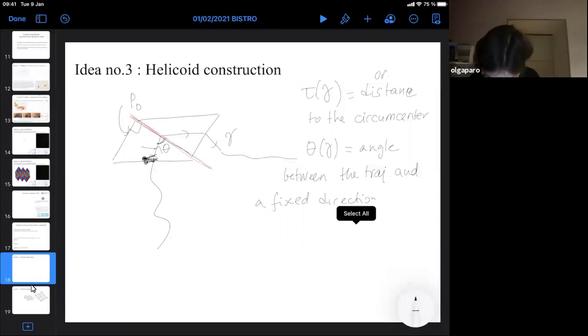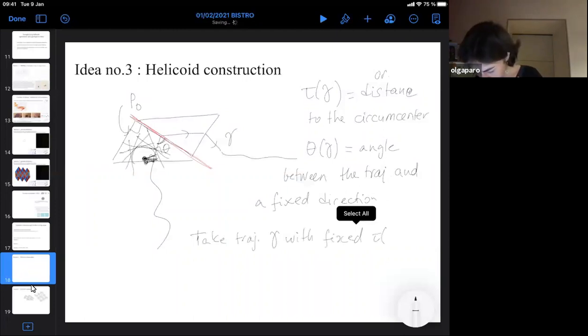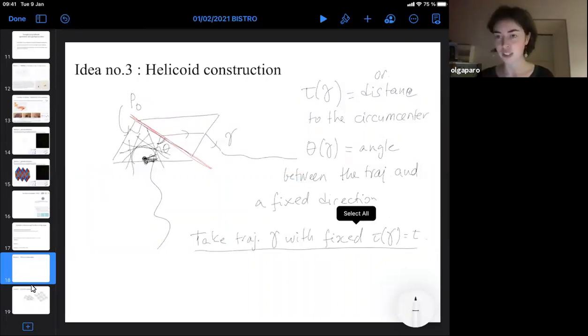So if I draw the trajectories that appear here, we will have some family of trajectories which are all tangent to some smaller circle of radius tau. And the idea of the construction is to draw all those trajectories not in the same plane, but go up one more dimension. And we will construct a surface in this way. So we take trajectory gamma with fixed tau. And I also want to take not only this trajectory, but all the trajectories with the same tau and the same theta once they are folded into this triangle.